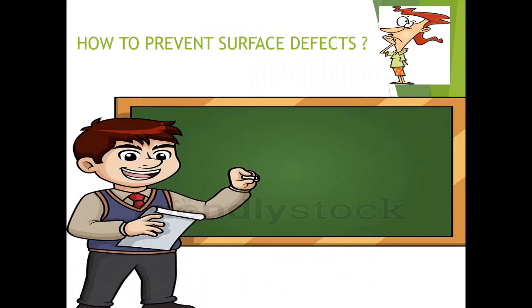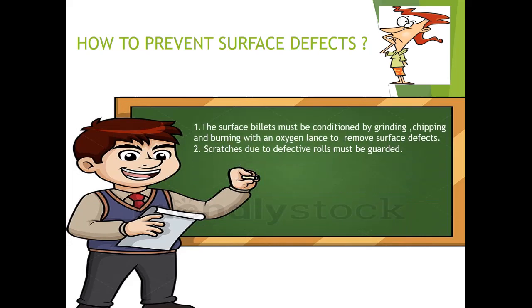How to prevent surface defects? The surface of billets must be conditioned by grinding, chipping and burning with an oxygen lance to remove surface defects. Scratches due to defective rolls must be guarded against.